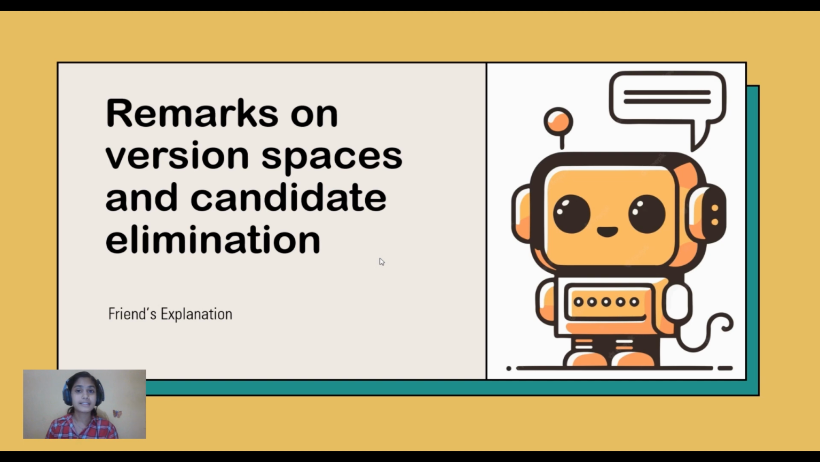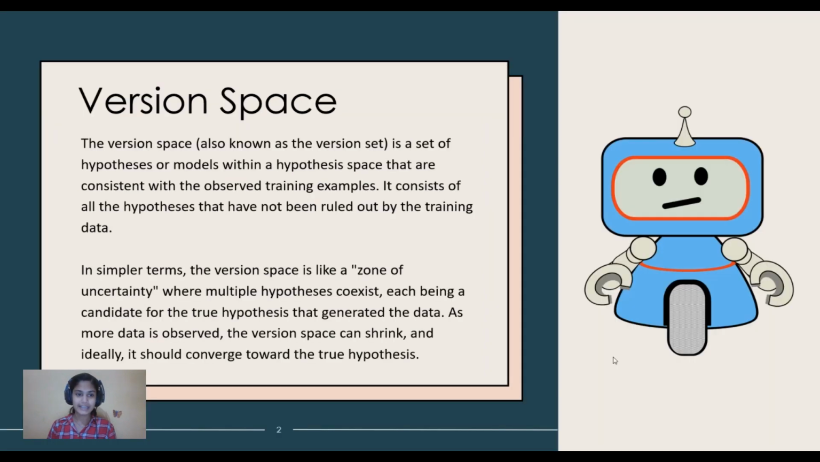Now let's understand this. What are the remarks on our version space and candidate elimination algorithm, which we have learned in our previous videos? So this robot is really cute, na? I found this image on internet and I kept it over here because I felt this is so innocent and cute a robot. So let's go to the next slide.